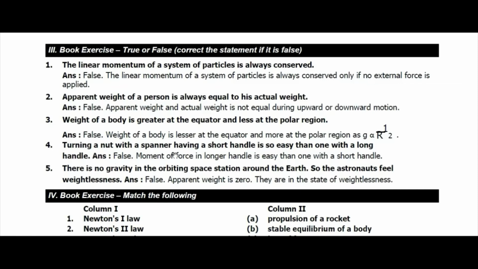Turning a nut with a spanner having a short handle is easier than one with a long handle. Answer: False. The moment of a force is greater, and turning easier, with a longer handle than with a short handle.